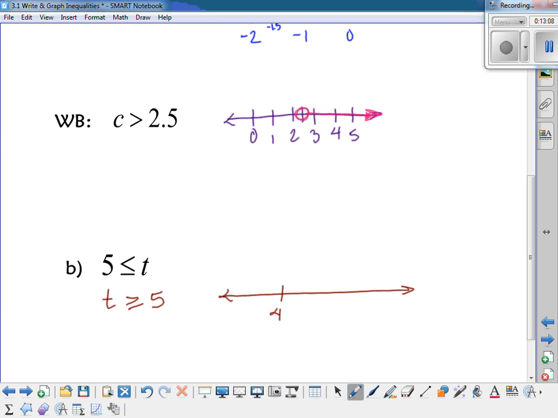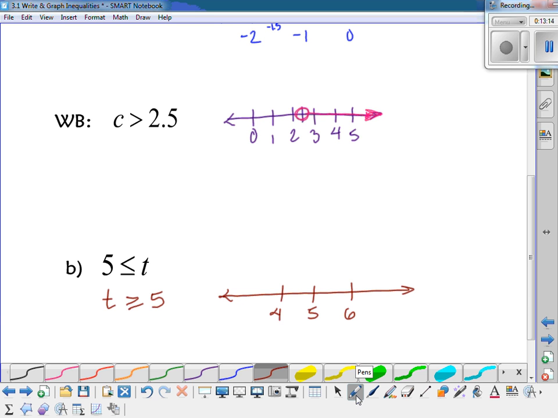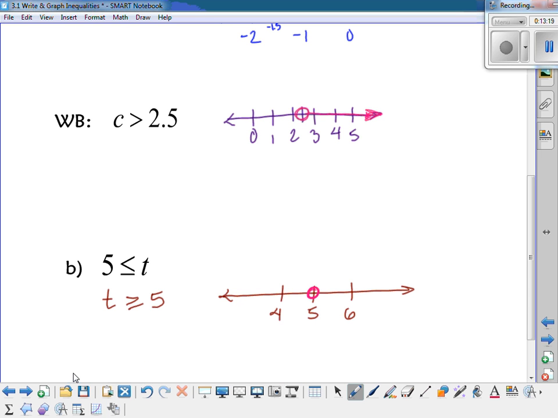So we've got 4, 5, and 6. Now in this case, it's greater than or equal to, so I need to use a closed circle. And then again, t is greater than 5, so it's all the numbers that are getting larger, so it's going to the right.